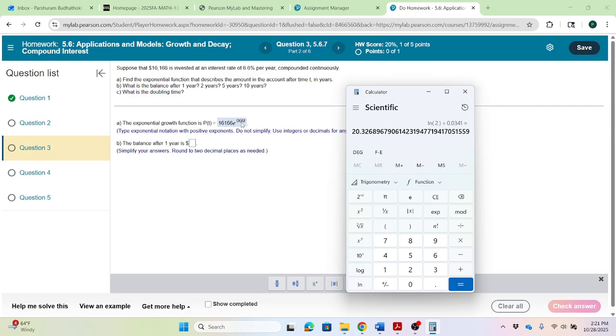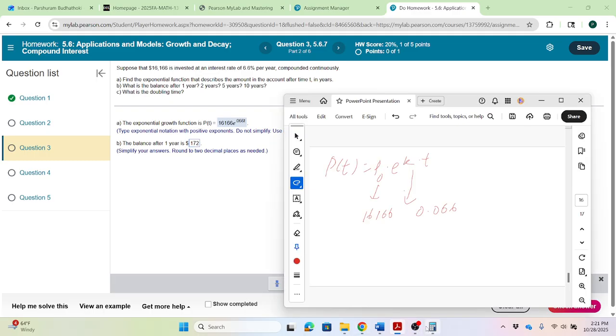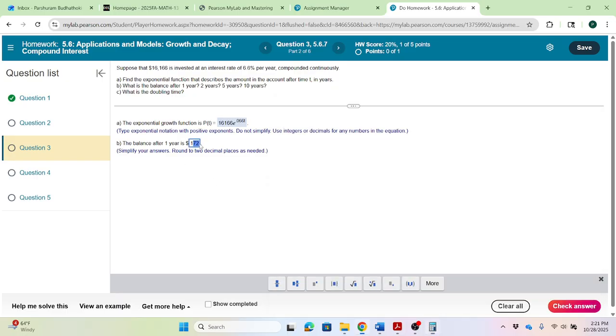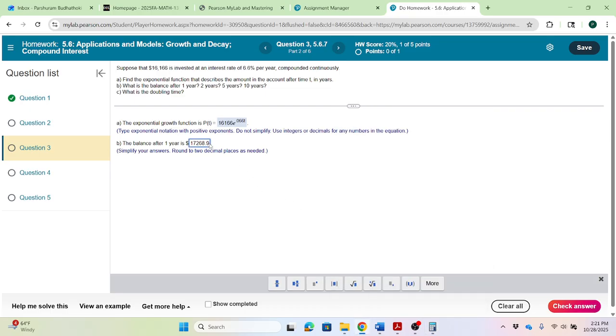So 0.066 and e to the power that value, e to the power 0.066 times 16,166. That would be the value after 1 year, which is $17,268.95.